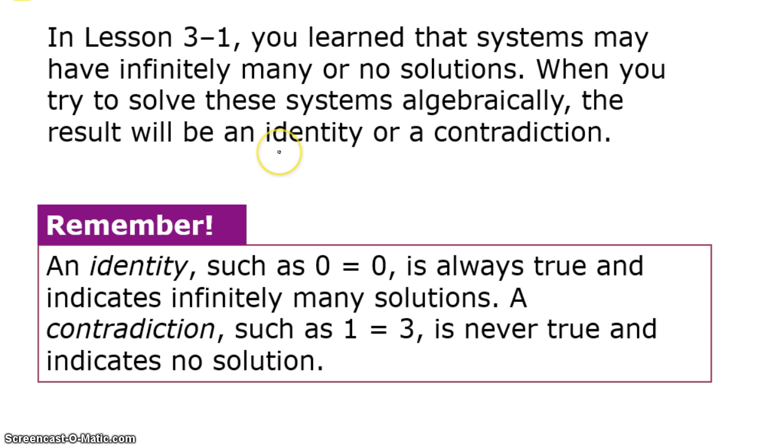Again, when you try to solve these systems algebraically, the results will be either an identity or a contradiction. An identity will be something such as 0 equals 0, which is always true, and would indicate infinitely many solutions. A contradiction, such as 1 equals 3, we know is never true, and would indicate no solution.